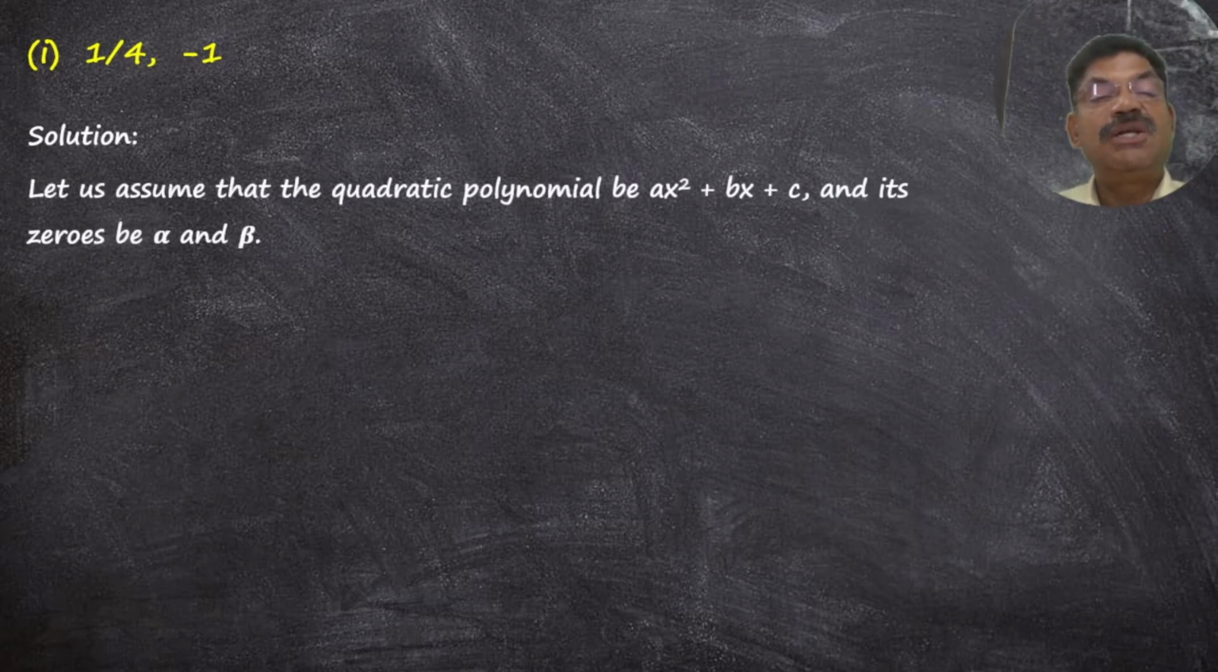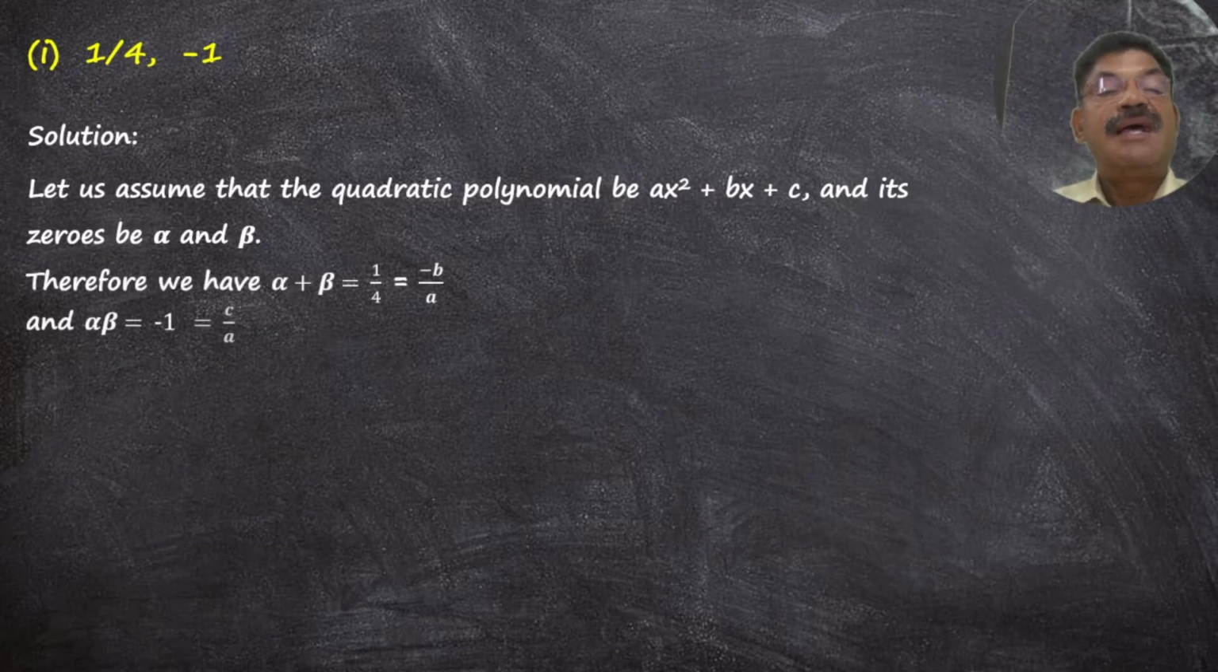So let us assume that the required quadratic polynomial is ax square plus bx plus c and the zeros are alpha and beta. So what we are given: alpha plus beta is equal to 1 by 4 and alpha beta is equal to minus 1. But you have taken ax square plus bx plus c as the polynomial. Therefore, sum of the zeros is equal to minus b by a. Product of zeros is equal to c by a. So when you equate these values 1 by 4 and minus 1 respectively to minus b by a and c by a, we get these two relationships involving a, b and c. Now we have to find the values of a, b and c.